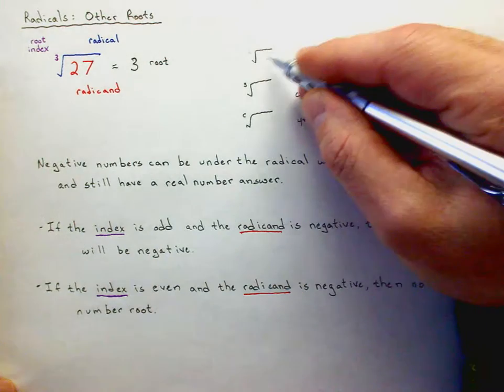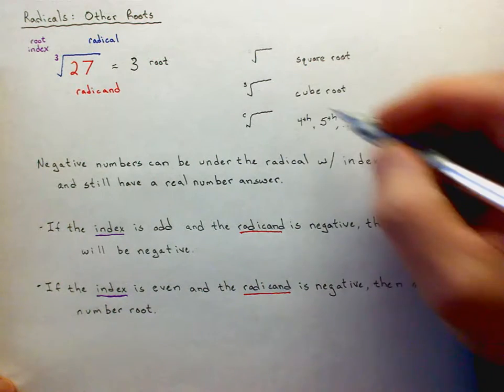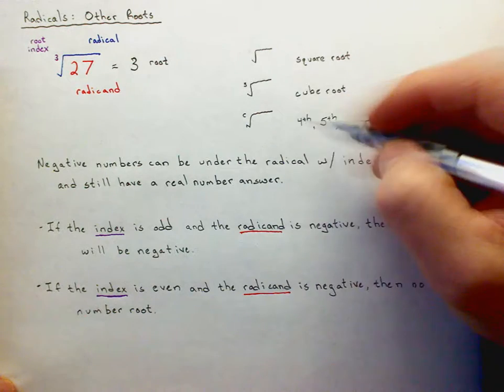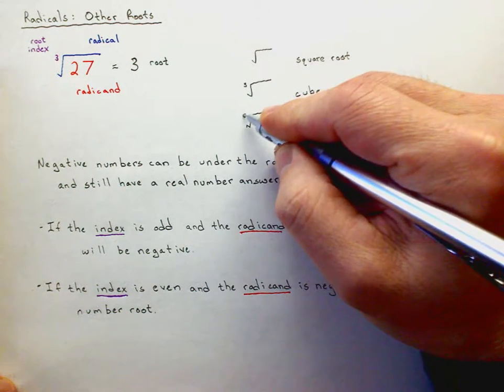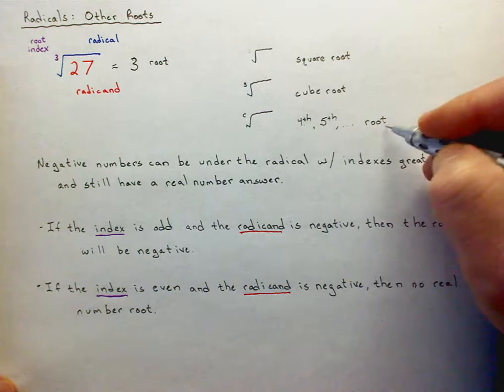Square root symbol, cube root symbol, and then for our other roots, they do not have a specific name. We just say the fourth root or the fifth root. So I've just written in a C there to indicate the different ones, fourth, fifth, and so on root.